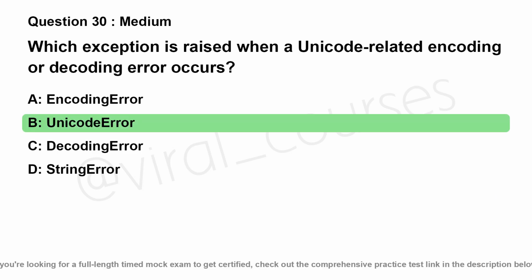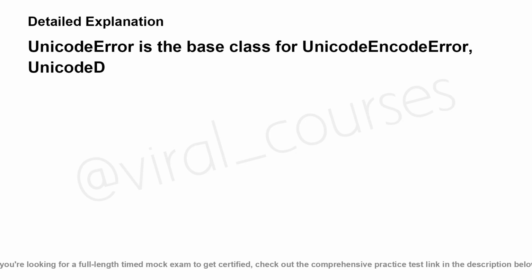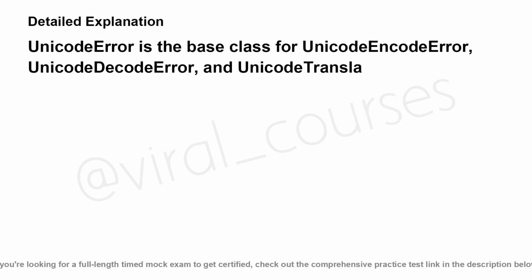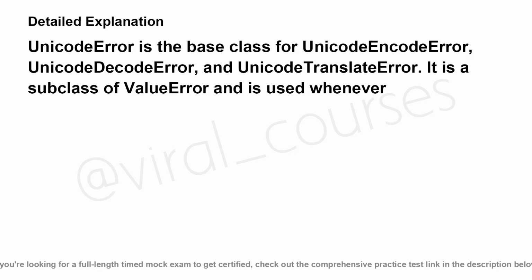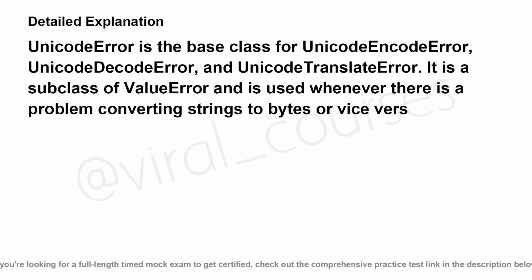The correct answer is B. UnicodeError is the base class for UnicodeEncodeError, UnicodeDecodeError, and UnicodeTranslateError. It is a subclass of ValueError and is used whenever there is a problem converting strings to bytes, or vice versa.